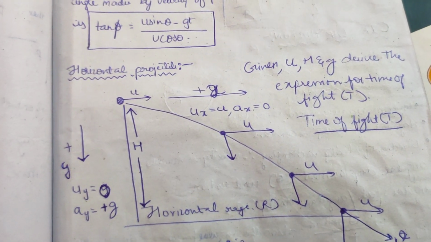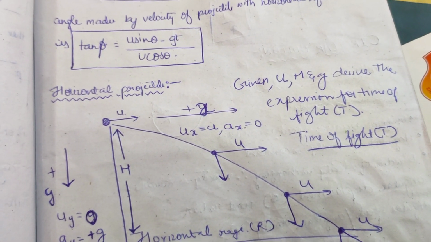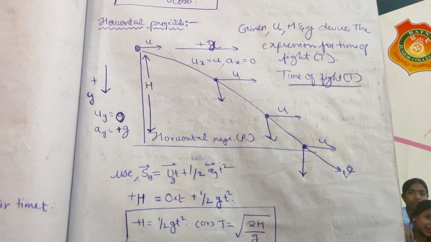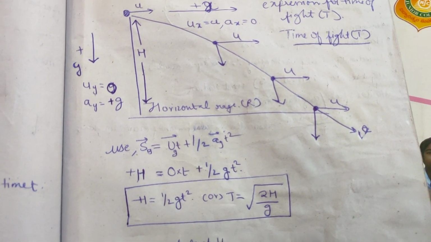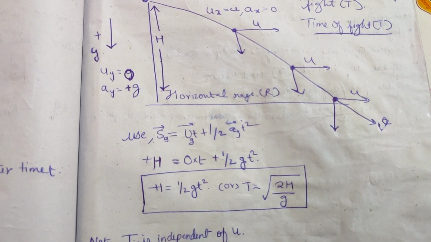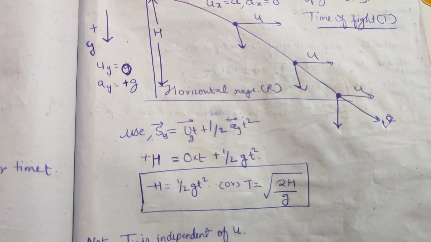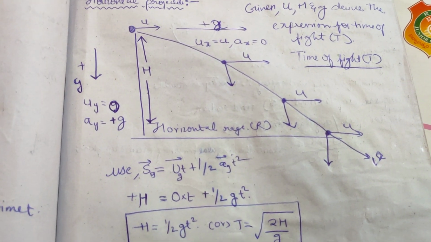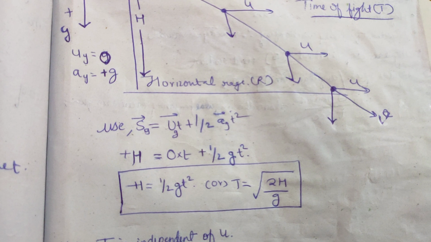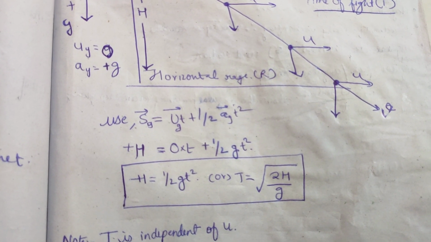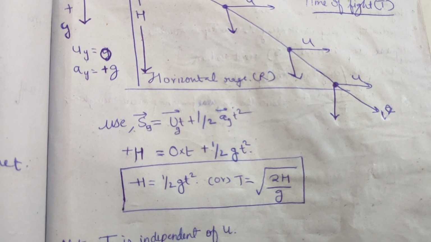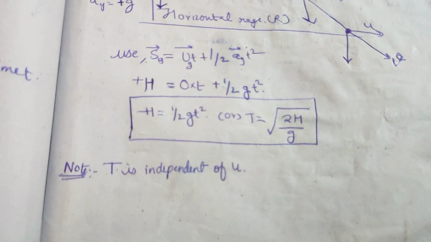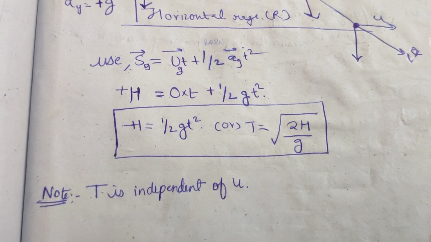Now horizontal projectile. Here you can see given u, h, g, derive the expression for the time of flight t. Here we will use the formula s equal to ut plus half at square. Here s is also known as h, horizontal range, h max. h equal to 0 into t plus half into g t square. h equal to half g t square, or t equal to under root 2h by g. Now note t is independent of u or initial speed.